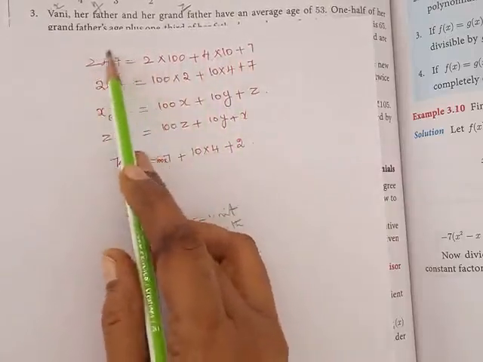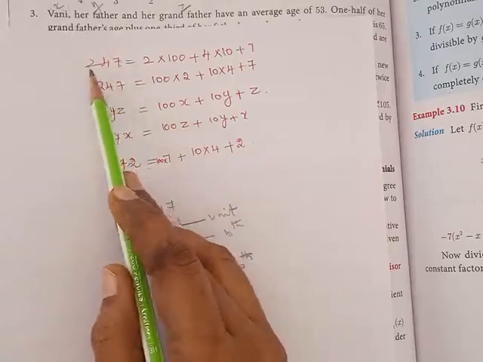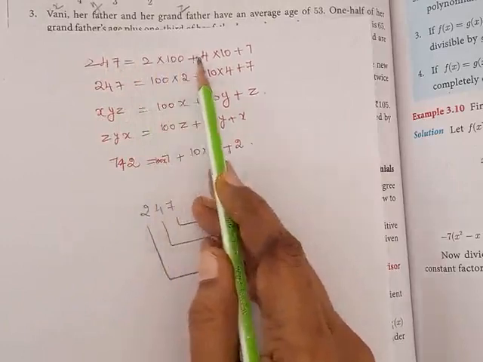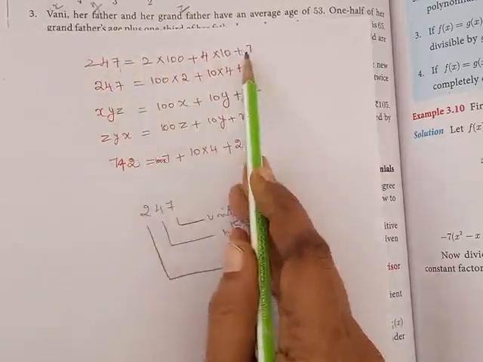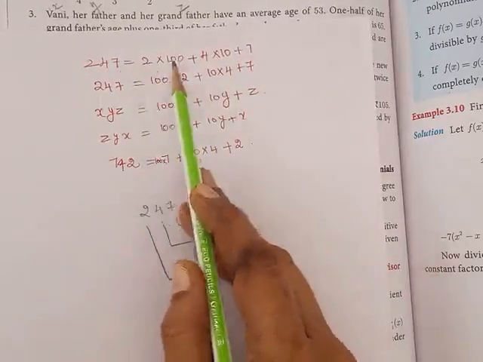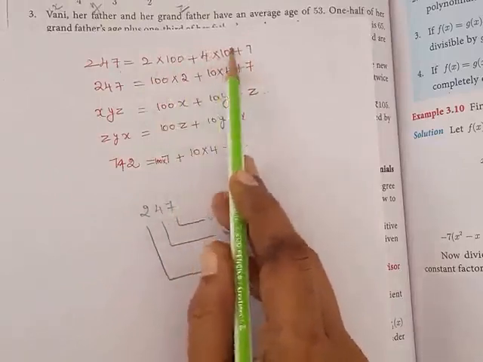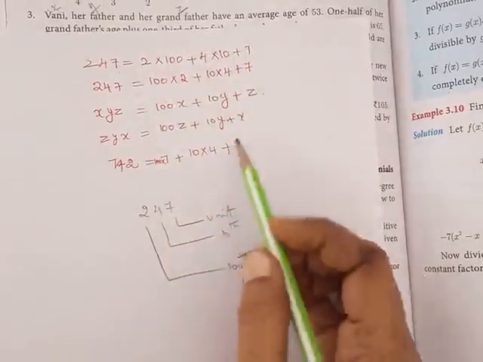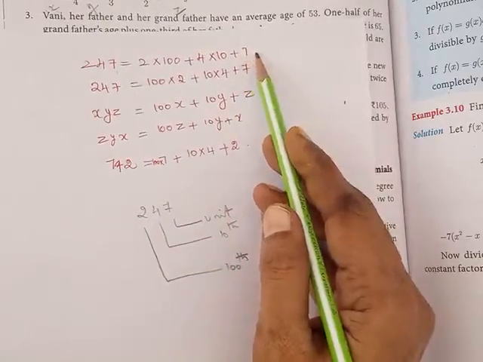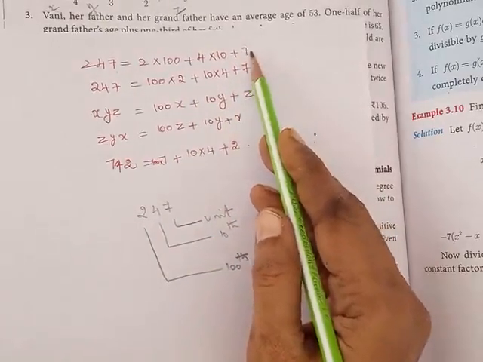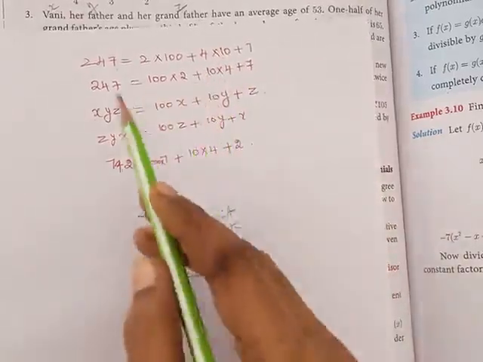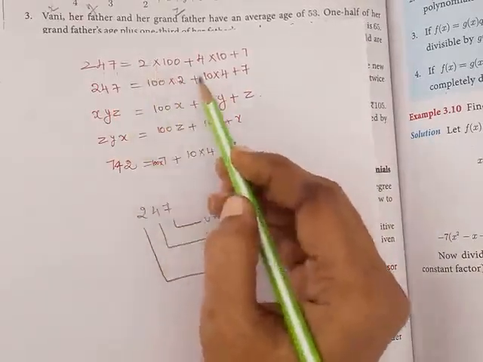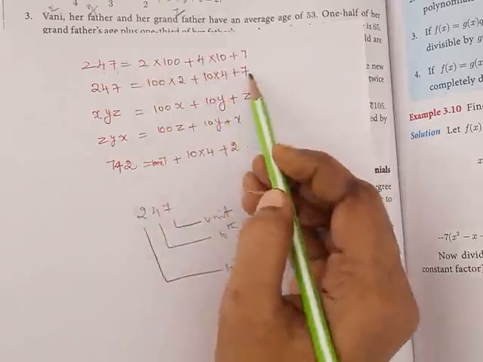So the expanded form of this 3-digit number is 247 equal to 2 into 100 plus 4 into 10 plus 7. That is 2 hundreds you have plus 4 tens you have plus 7. 7 is nothing but the unit place number, so 7 ones, that is 7 into 1. That is called 7 we will write. So we will write 247 as 100 into 2 plus 10 into 4 plus 7.